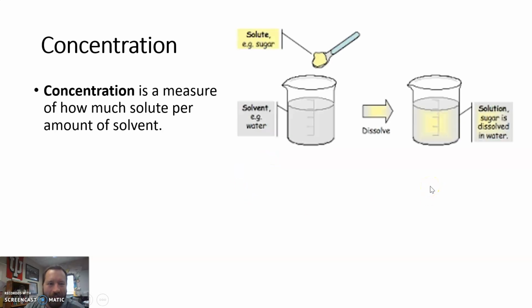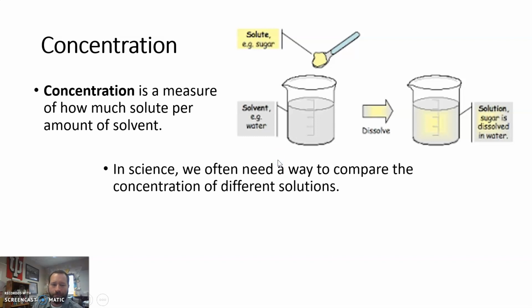So starting off, concentration is a measure of how much solute there is per an amount of solvent. A quick recap of those terms. We saw them very briefly in Unit 1. Solute is dissolved by a solvent, and together they make a solution. So for example, sugar, the solute, is dissolved by water, the solvent, to make a sugar-water solution. You might call it lemonade.